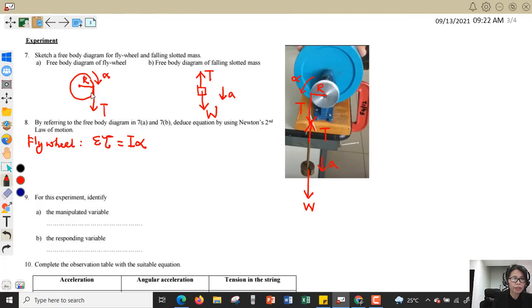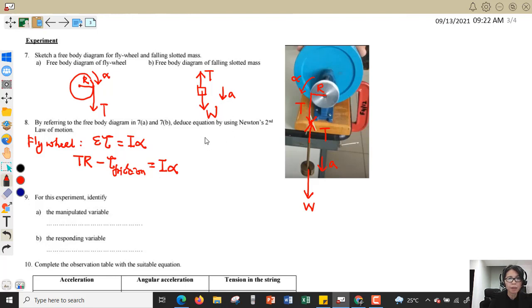The tension acting at the edge of the axle will produce torque, which can be calculated using TR. Then in real life, as the flywheel rotates, there will be some frictional torque that opposes the rotation. So we subtract the torque produced by the friction, and that will equal I alpha. So this is the equation for the flywheel.